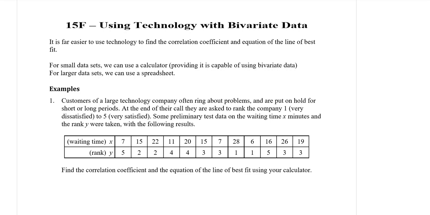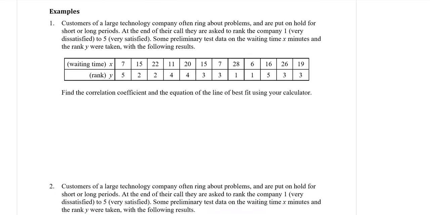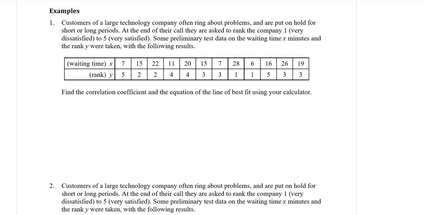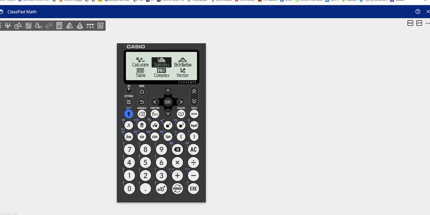So this is the exact same question that we just did. Exact same table, exact same starting information. It says find the correlation coefficient and the equation of the line of best fit, but this time using your calculator. So here is our lovely calculator. Let's go through the steps.